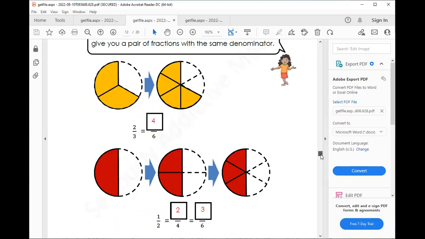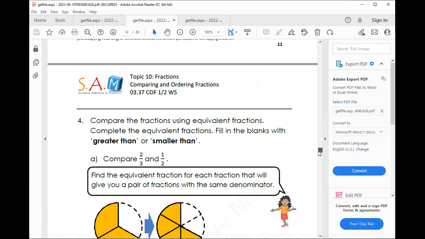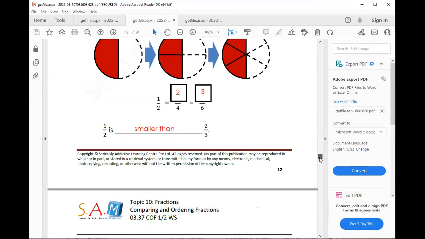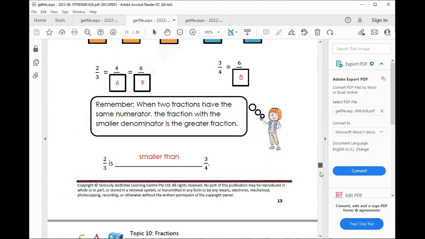Greater than and smaller than. Right here, it's about filling in. So in the question, they have to write smaller than or greater than.